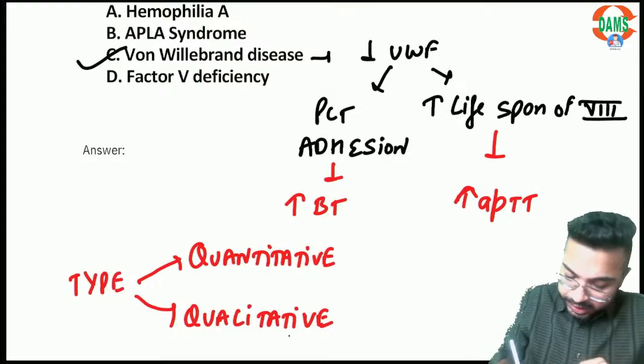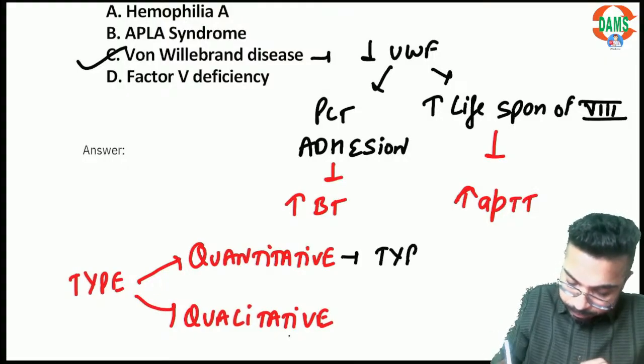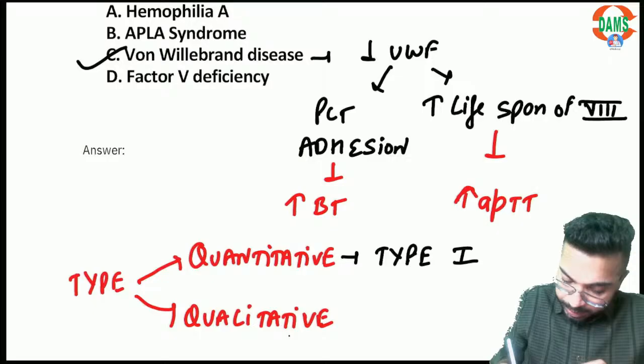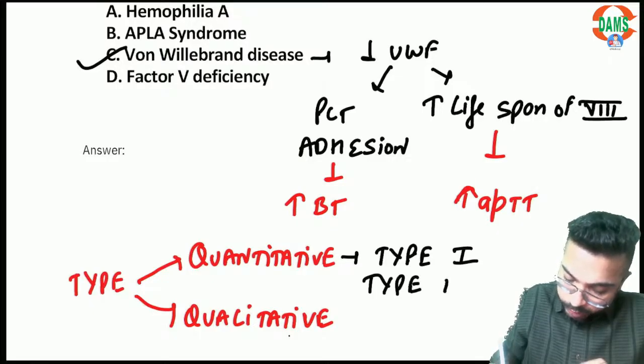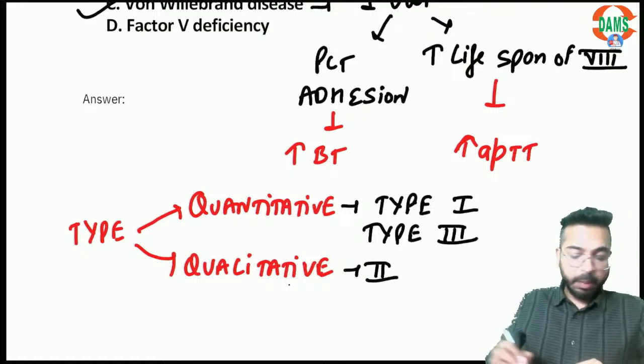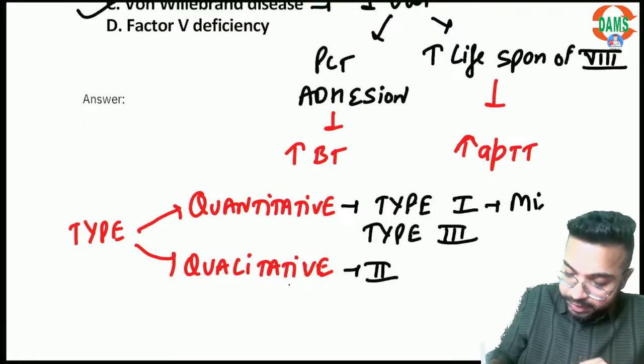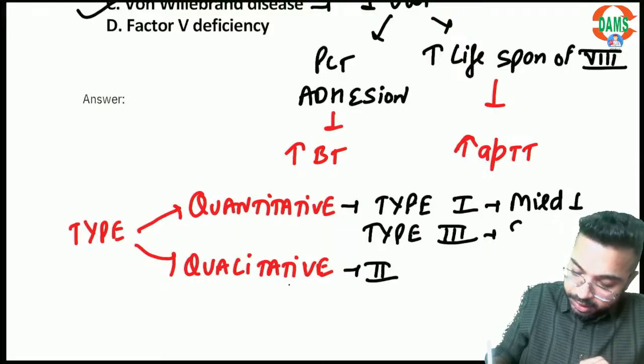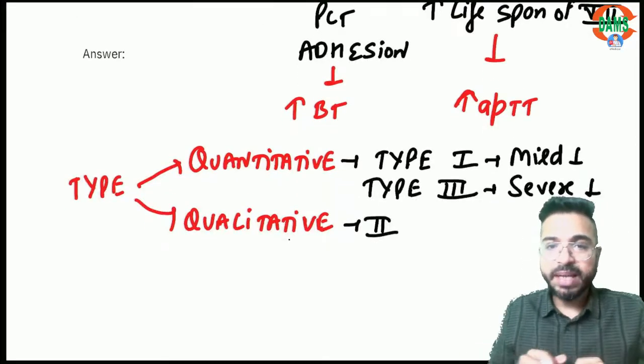Quantity defect is seen in type 1 and type 3. Type 1, type 3 is quantitative defects. Type 2 is qualitative defect. Remember, in type 1 there is mild deficiency. In type 3 there is severe deficiency of von Willebrand factor.